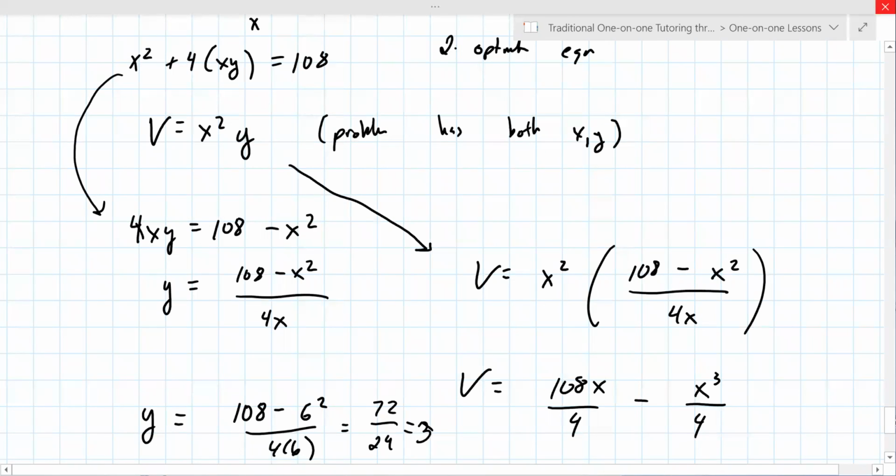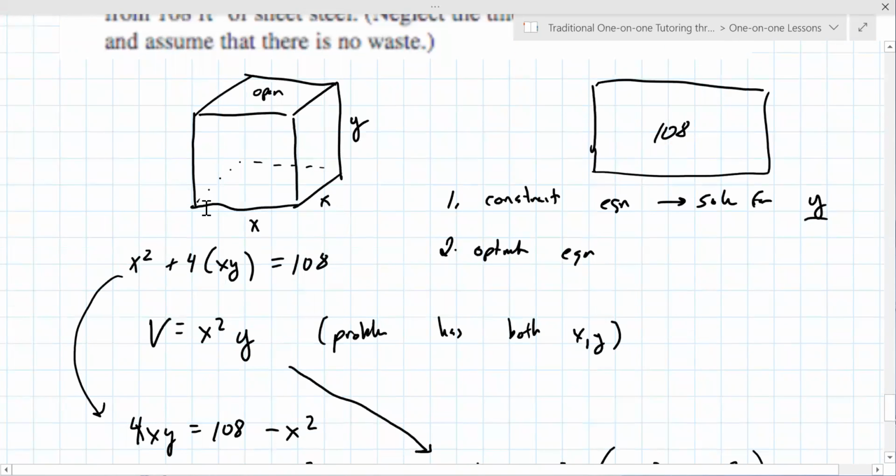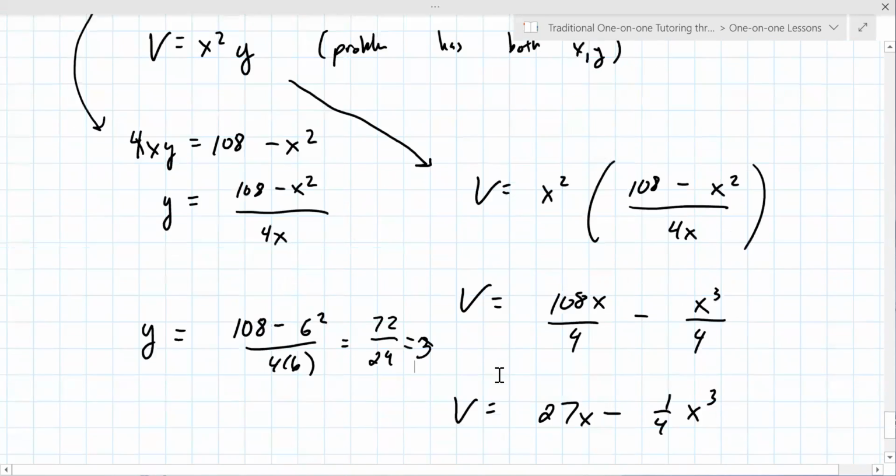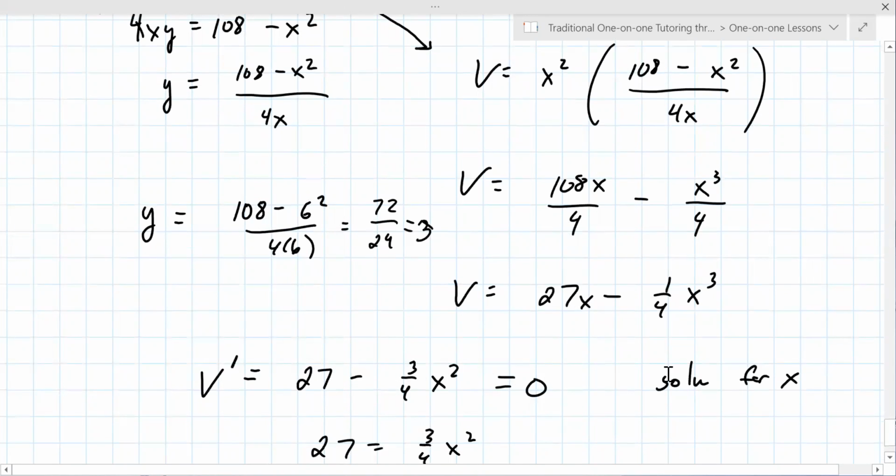Okay. So the process is you draw a picture, you set up some sort of constraint equation, almost always with the given value or values, and then you have an optimization equation. You solve the constraint equation for y, almost always y, sometimes x. You plug it back in, take a derivative, set it equal to 0, solve for x. If it sounds like a lot, it is. These are slow.